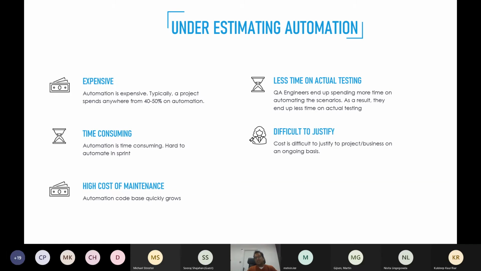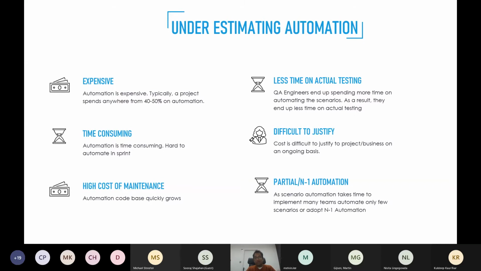Then it is difficult to justify on an ongoing basis because the cost is so high. Also, it's time consuming. So as a result, what teams have started doing is some partial automation. They take some of the scenarios and automate only certain scenarios. It is an issue because when issues regress, you're never sure whether your code base is working correctly, and it defeats the whole purpose of automating your project. You're never truly DevOps. There's always some element of manual testing involved, which I wouldn't recommend at all.